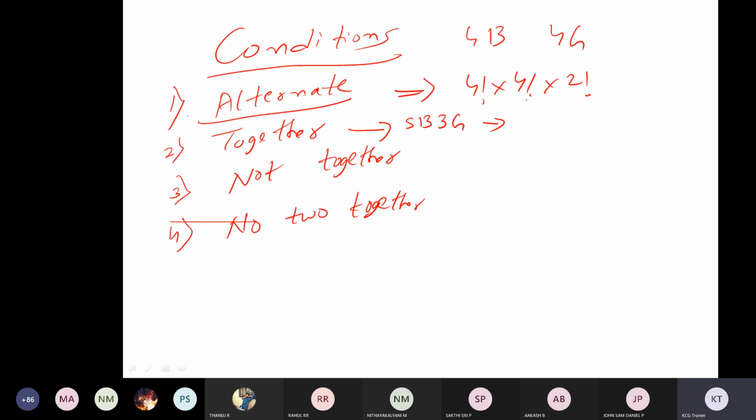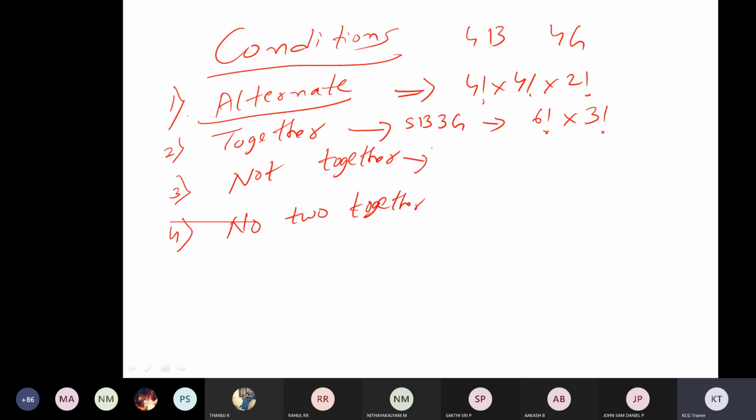Five boys, 3 girls. I want all 3 girls to be together. 8 minus 3 plus 1 factorial, that is 6 factorial. After that, into 3 factorial. That's all. 8 minus 3: out of total 8 people, subtract 3 girls, then add 1. It becomes 6 factorial multiplied with shuffling of the 3 girls.